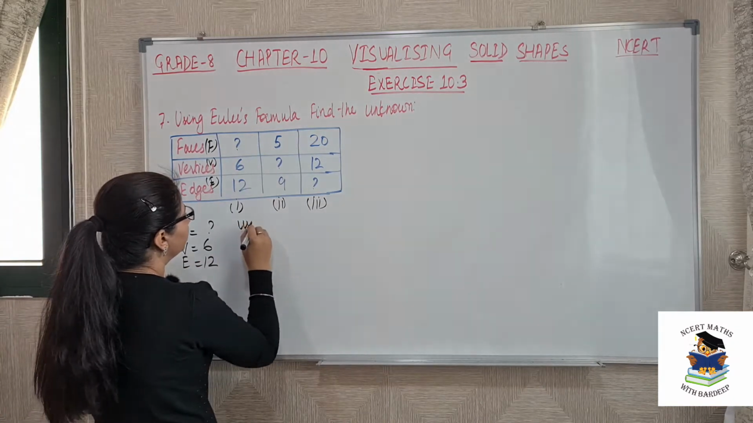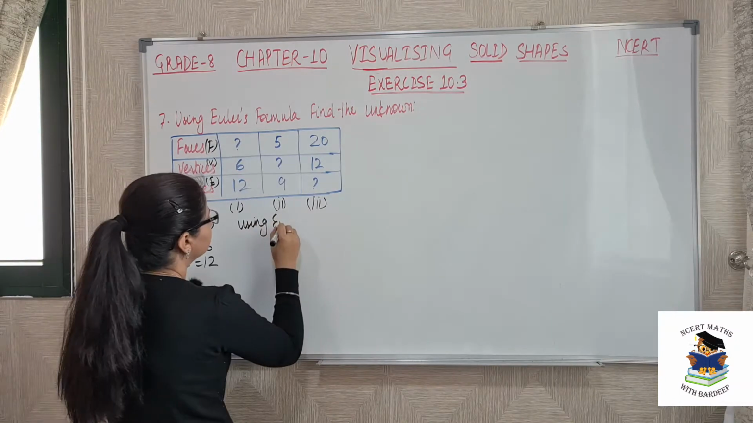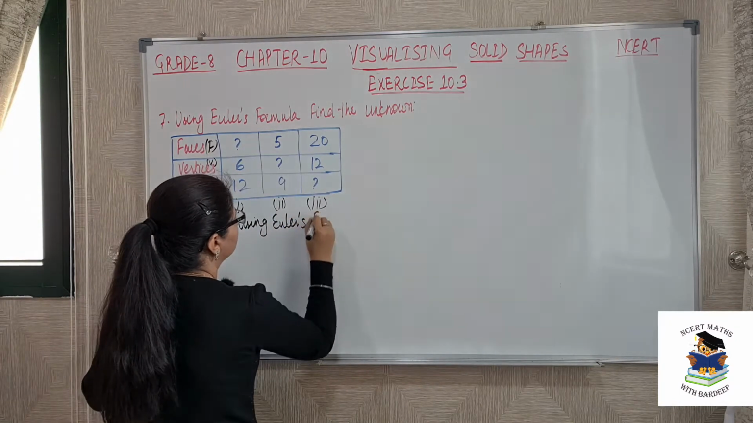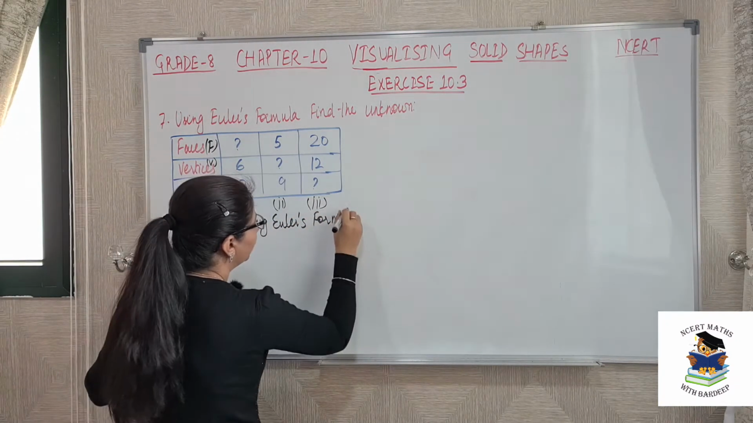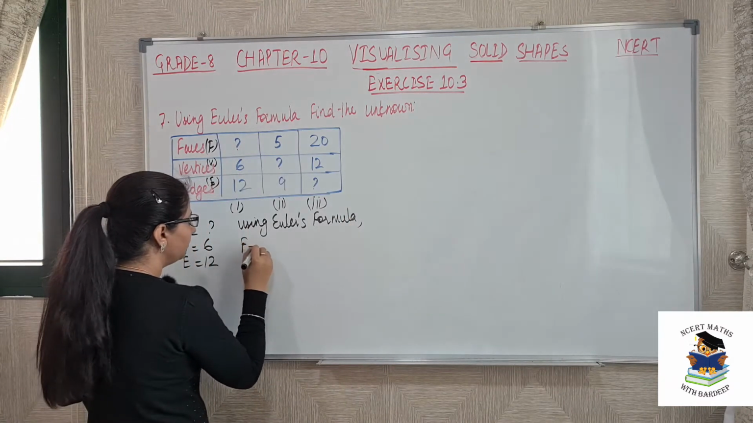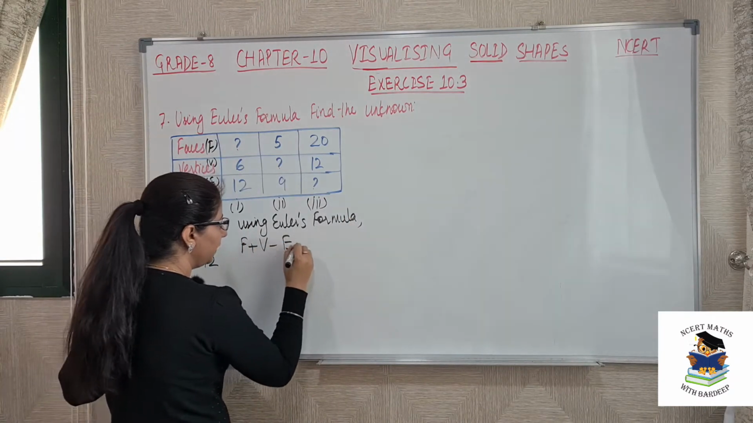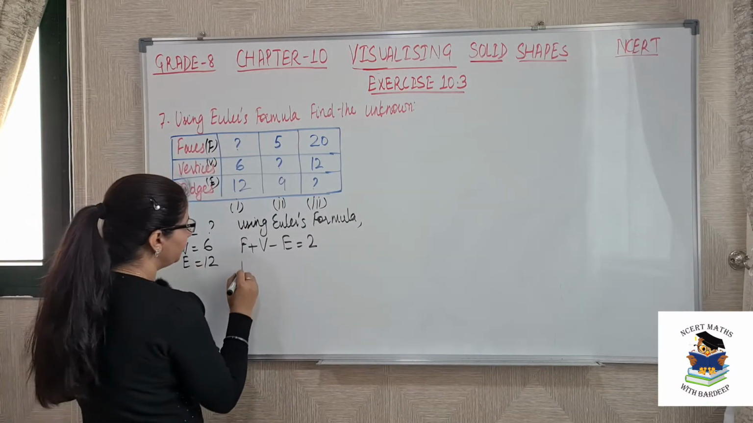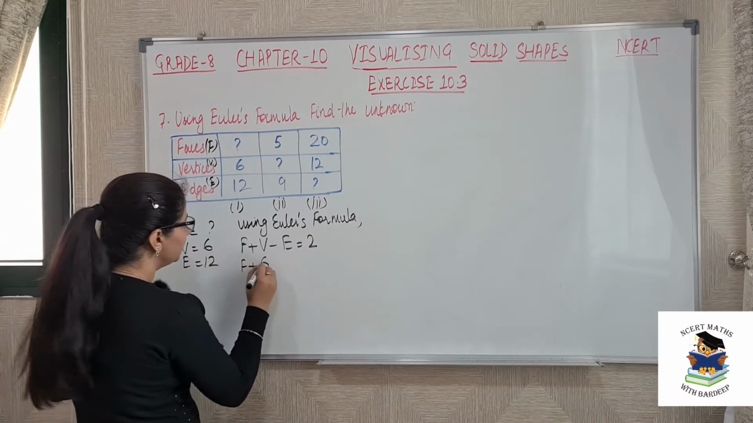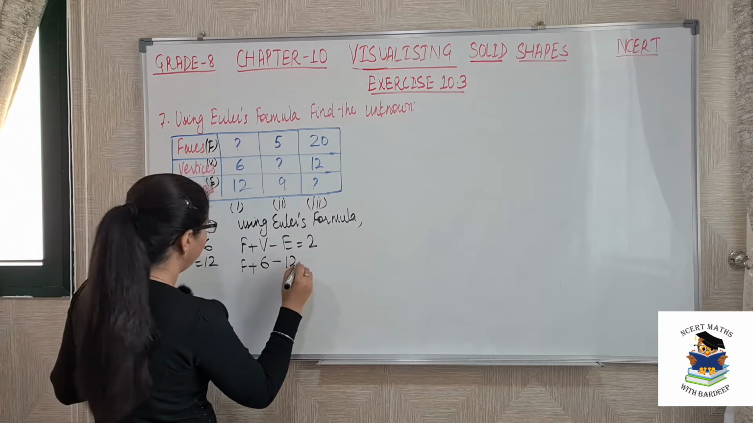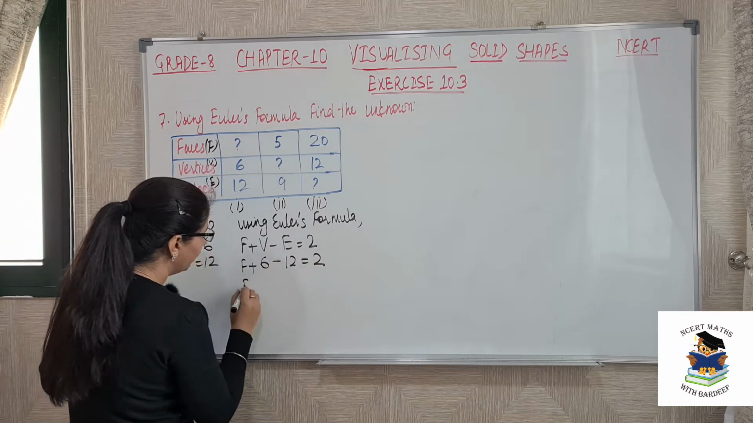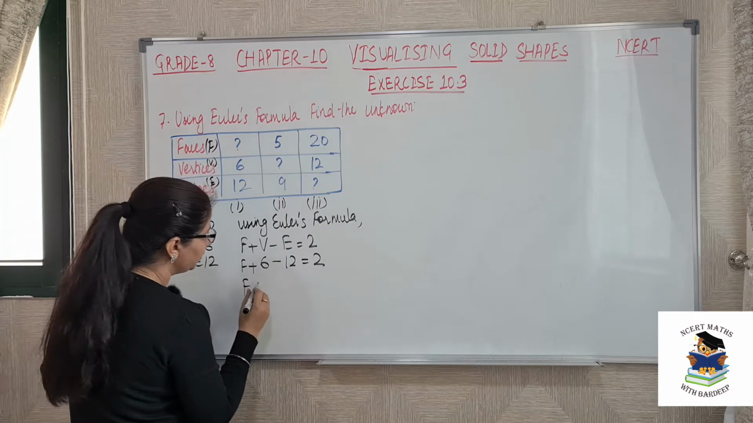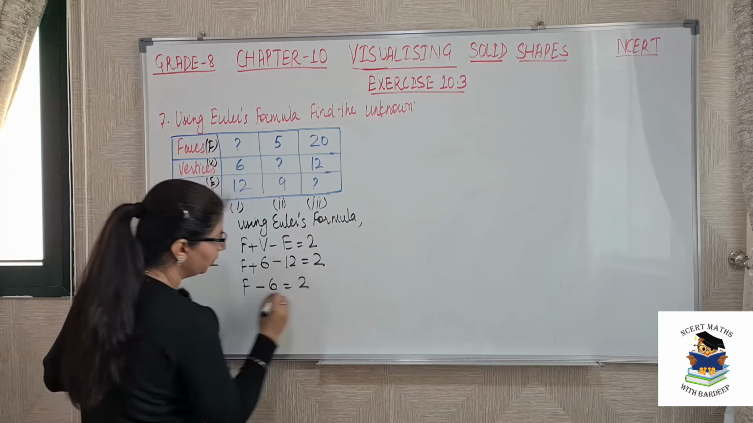Okay, so using Euler formula, what is the formula? Faces plus vertices minus edges should be equal to 2. Okay, so faces we should find. Vertices 6, edges 12 equals to 2. So what is F? Plus 6 minus 12, this is minus 6 equals to 2.